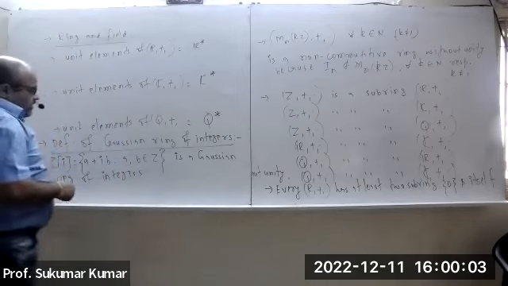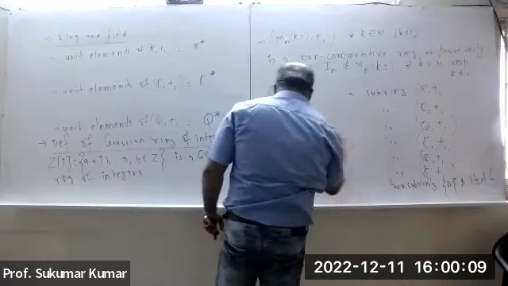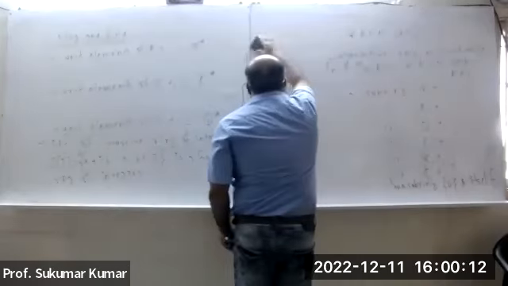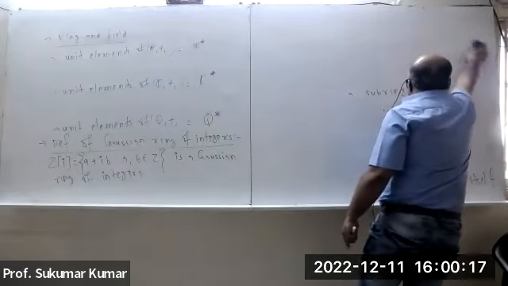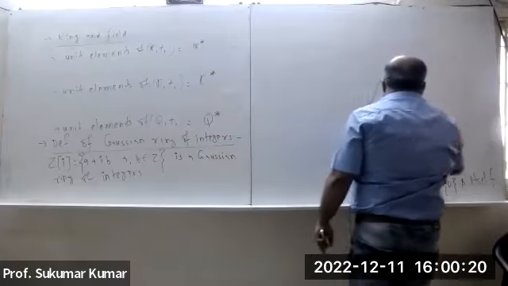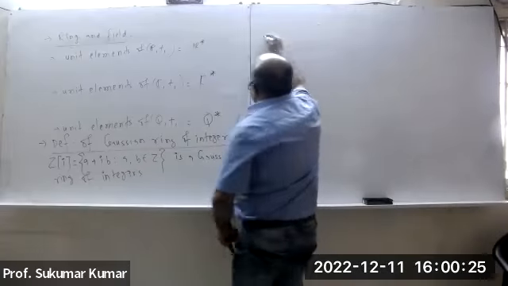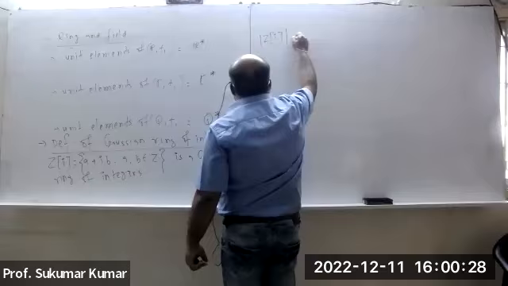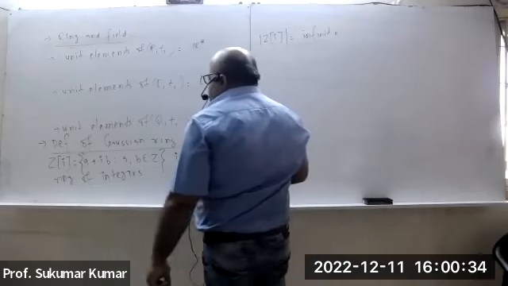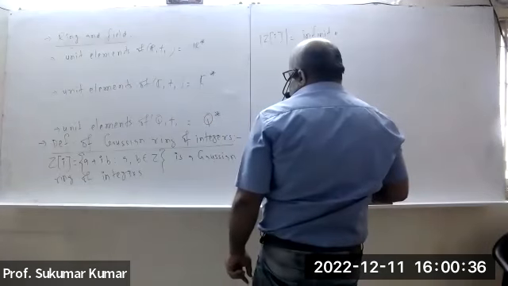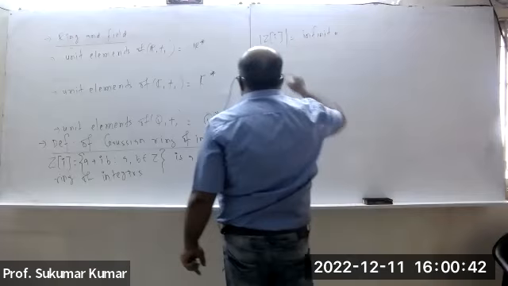Z box I is the Gaussian ring of integers. Z box I cardinality will be infinite, countably infinite also we can tell. And this is a commutative ring with unity. Unity will be 1 plus 0 I. Commutative will also be satisfied.